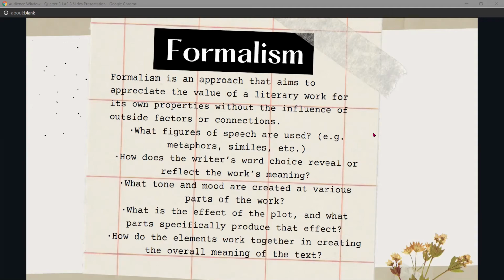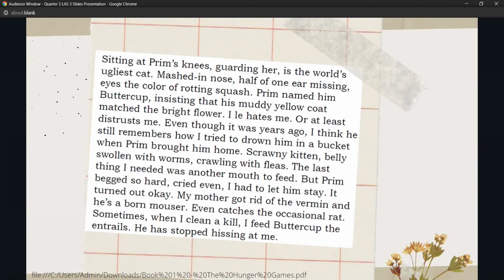Let's pick one guide question. How does the writer's word choice reveal or reflect the work's meaning? Because you have to look at the formal elements of the literary piece when using formalism. You really have to do close reading. That's why I am going to show you an excerpt of The Hunger Games.